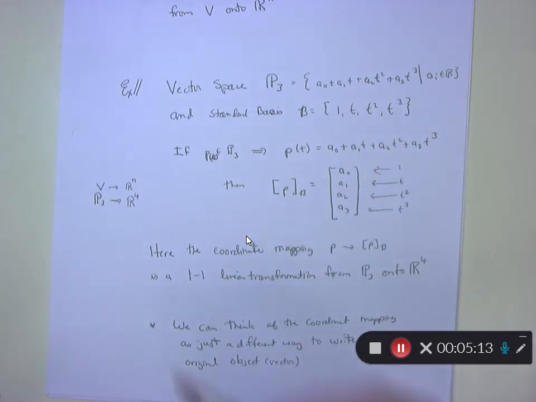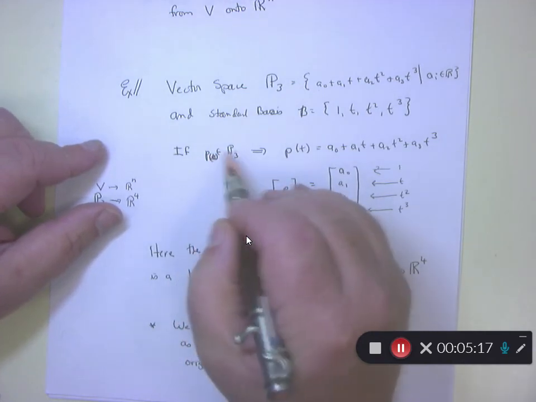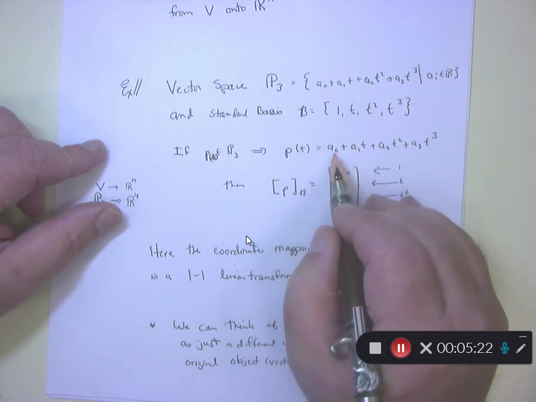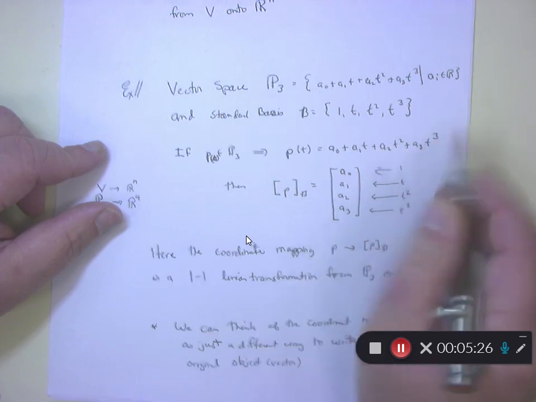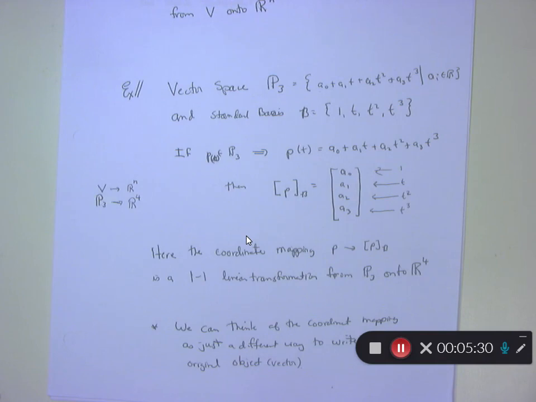Now, so if p, and I'm writing p of t because these are in terms of t, is an element of P3, then p of t is going to look like a0 plus a1t plus a2t squared plus a3t cubed. This is the standard form. And now I want you to compare this. This is the important part. Look, I want to write these things as vectors.